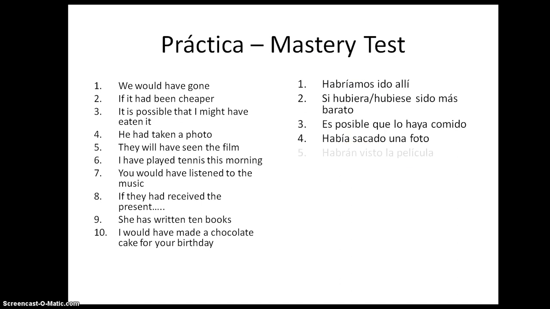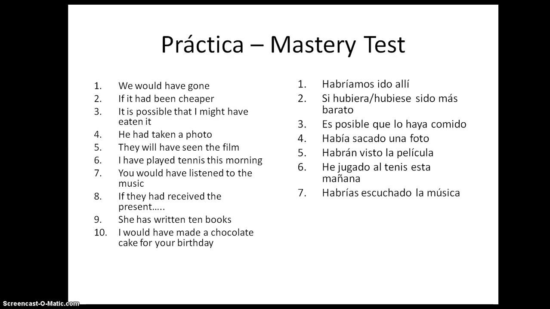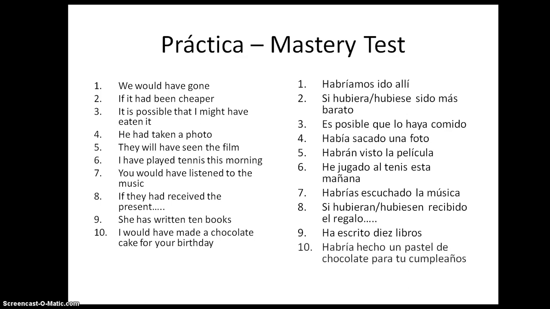They will have seen the film. Habrán visto la película. Remember, ver is irregular in the past participle. I have played tennis this morning. He jugado al tenis esta mañana. Habrías escuchado la música. You would have listened to the music. Si hubiesen recibido el regalo. Ha escrito 10 libros. Remember, escribir goes into the irregular form. And the last one. Habría hecho un pastel de chocolate para tu cumpleaños. Okay, we'll pause, rewind back, have another go, look through the notes again if you're not sure.